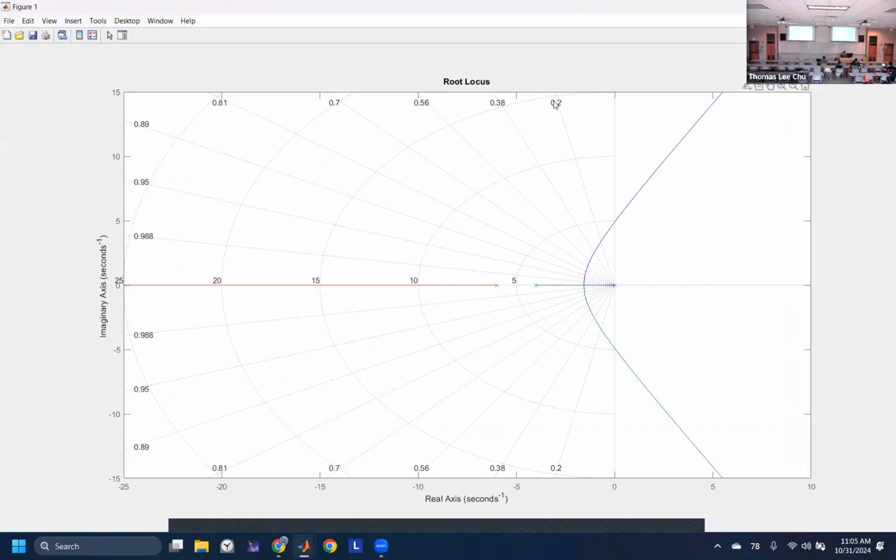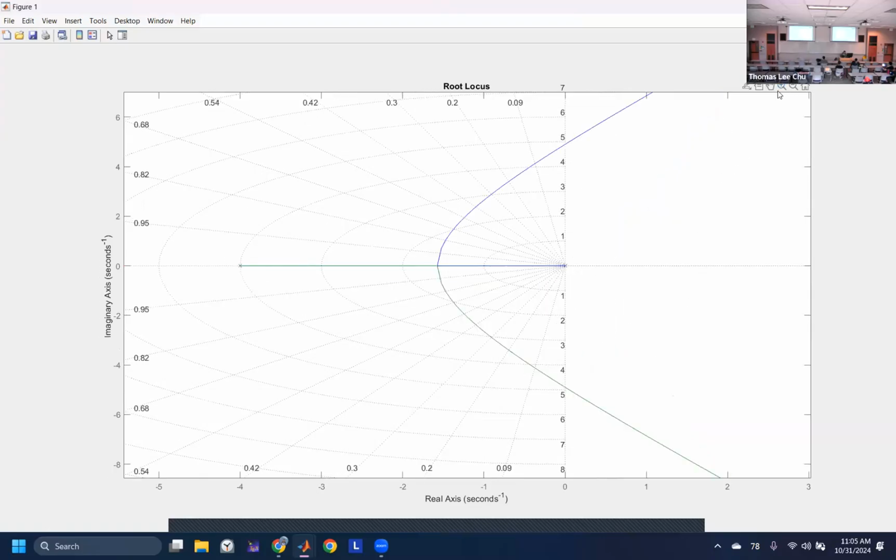So you can see zeta is 0.2, zeta is 0.38, all the way to zeta is 1. And then this radius here is your natural frequency, where it's constant as well. So that's how you read this plot. And to answer that question, I literally zoomed into this point here.